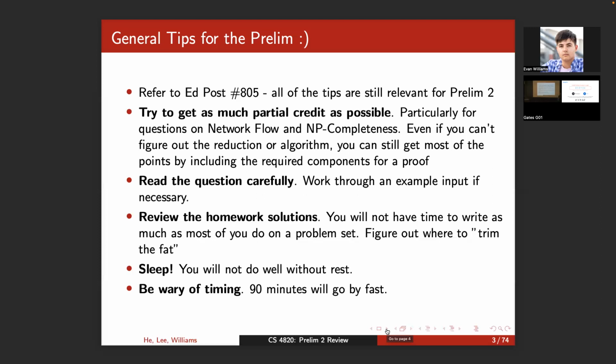So even if you can't get the reduction, do get as much partial credit as possible, right? So don't forget the steps. Make sure that you say that your problem is in NP, that you at least attempt a proof in both directions, and attempt a reduction, right? And if you do all that, you're likely to get at least half, if not 75% of the points, even if your solution is incorrect, right?